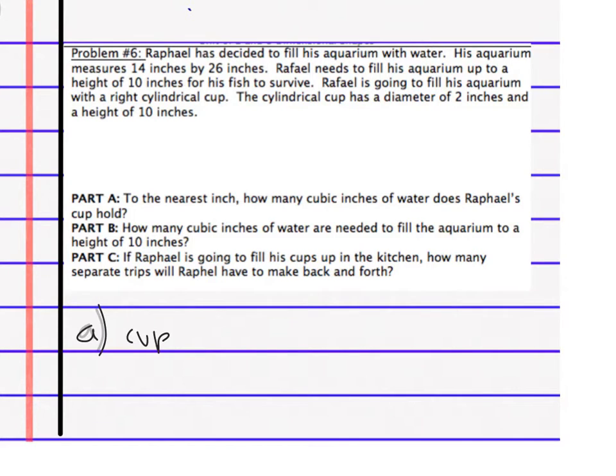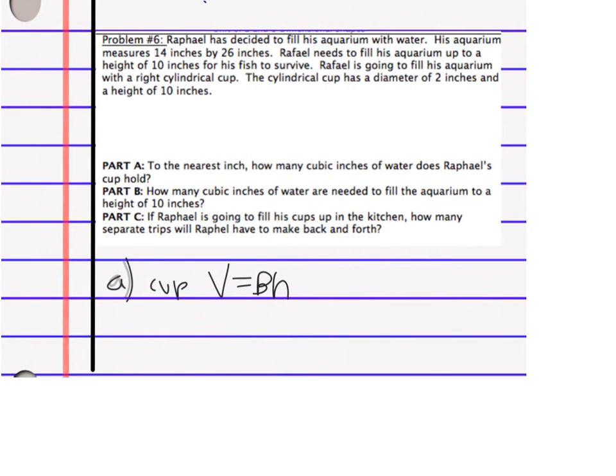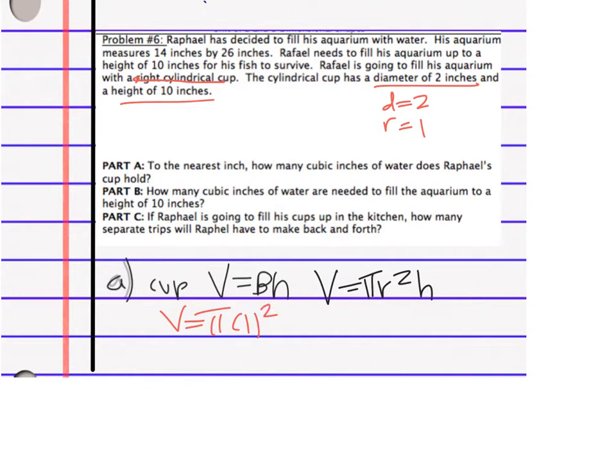All right, part A, to the nearest inch, how many cubic inches does the cup hold? So the cup is a cylinder. The volume of a cylinder is base times height, but remember the base of a cylinder is a circle, so pi r squared times h. What do we know about this cup? He's going to fill it with a right cylindrical cup. It has a diameter of 2, so that means the radius is 1, and a height of 10. So let's plug that in. Pi times 1 squared times the height, 10. So that is basically 10 pi.